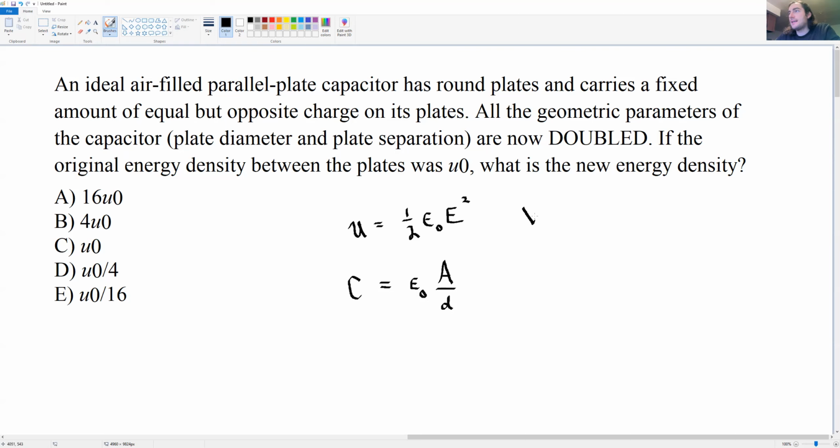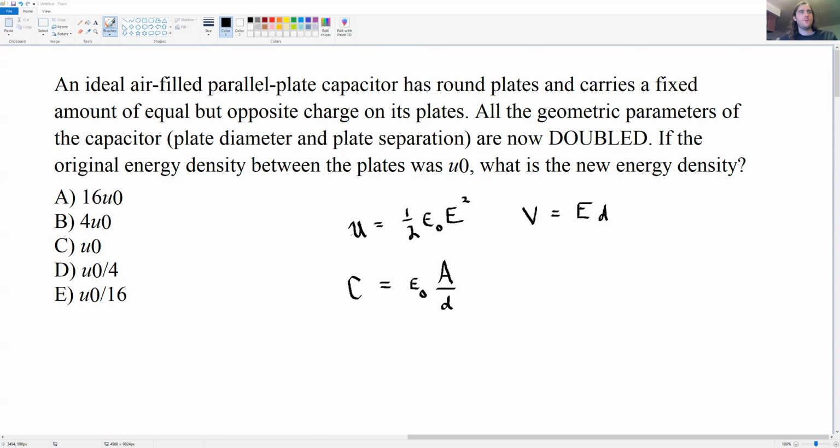V equals E times D. Sure, we can put that one here as well. I think that's enough to solve this question. If you want to use more formulas, though, that's probably okay, but might be a bad sign. So go ahead and try this one if you're watching on YouTube. Go ahead and try this one yourself, and we'll be back with the answer and the discussion.